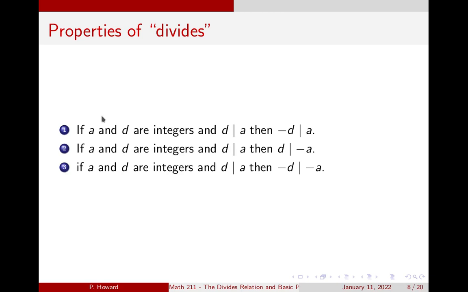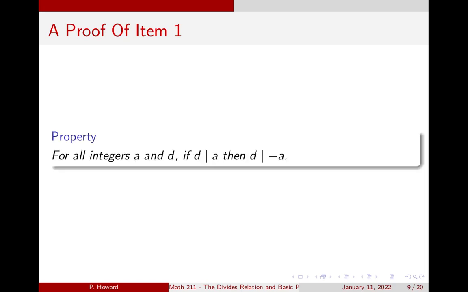So here's a general, precise statement of the fact that when you're checking the divisor relationship, the signs, plus or minus, of the numbers involved don't matter. So let's look at a proof of item 1. Item 1 on the previous slide was that for all integers a and d, if d divides a, then d divides minus a.